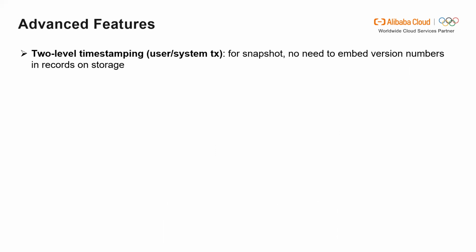Here, I briefly mention more advanced features. In ArkDB, a snapshot is defined by the user transaction timestamp and the system transaction timestamp jointly. The two timestamps are correlated. With such two-level timestamping, there is no need to embed version numbers in records on storage in order to support snapshot isolation.